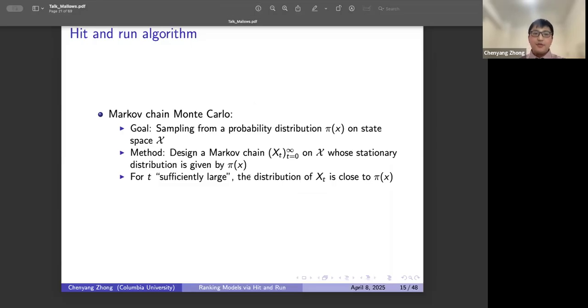Okay, so the hit and run algorithm is one class of Markov chain Monte Carlo, and in Markov chain Monte Carlo, we want to sample from some probability distribution by designing a Markov chain whose stationary distribution matches our target. If we run the Markov chain for long enough, the distribution would be close to stationarity. Of course, we also need to see how long is enough for getting a sample that is close to stationarity, which involves the mixing time.